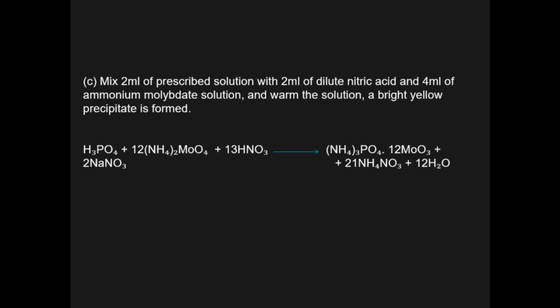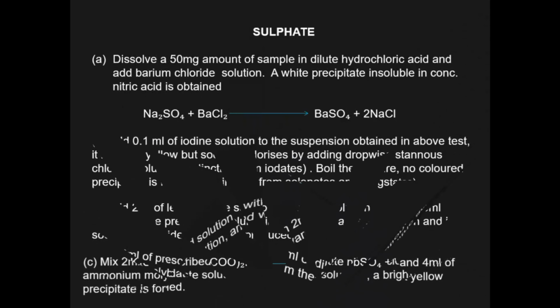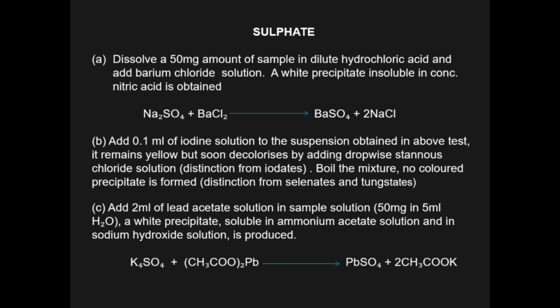Third method. In this method, mix 2 ml of prescribed solution with 2 ml of dilute nitric acid and 4 ml of ammonium molybdate solution. A bright yellow precipitate is formed. Here is the reaction. Hydrogen phosphate reacts with your ammonium molybdate solution in the presence of nitric acid and sodium nitrite to give you the ammonium phosphomolybdate complex with molybdenum oxide, and alongside ammonium nitrate and water are also formed.